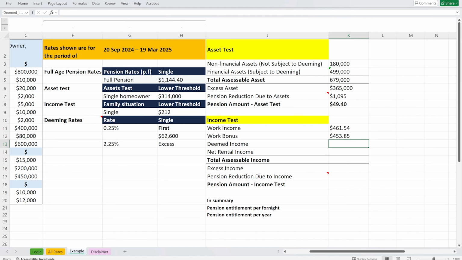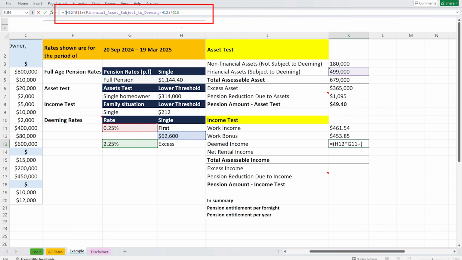When it comes to deemed income, Centrelink assumes financial assets earn a certain rate of return regardless of the actual income they generate. For John, this means that out of his total $499,000 in financial assets, Centrelink assumes the first $62,600 earns an income at a rate of 0.25%, while the remaining amount above $62,600 earns 2.25%. The total deemed income is then divided by 26 to calculate the fortnightly figure.